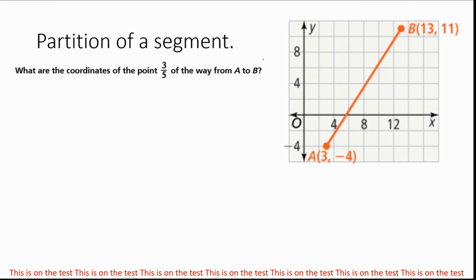All right, so let's look at what a partition of a segment actually is. So what we're going to do is find 3/5 of the way from A to B. So if my classroom door is A and Dr. Clifford's is B, then we need to find where is Mr. Joensen's, who is 3/5 of the way.